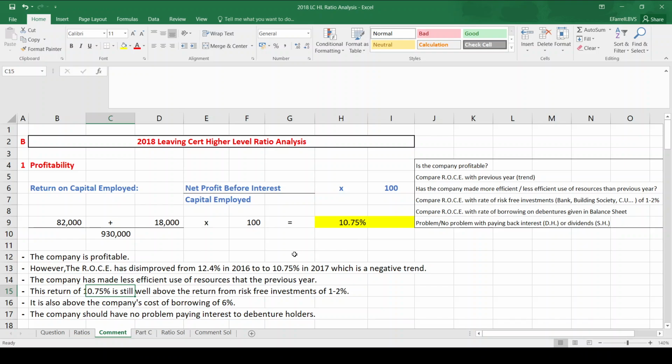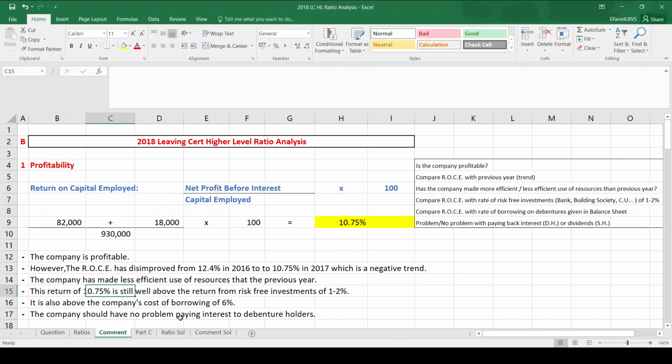Because the company is profitable, we can just say here at the end, the company should have no problem paying interest to debenture holders. If we were talking from the point of view of shareholders, we simply change that to the company should have no problem paying dividends to shareholders. So that's the first heading we'd always look at, is profitability.